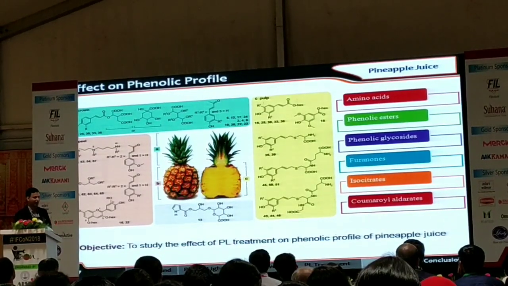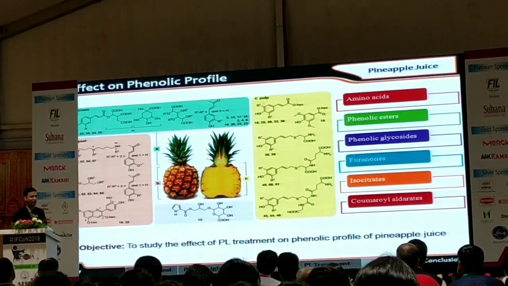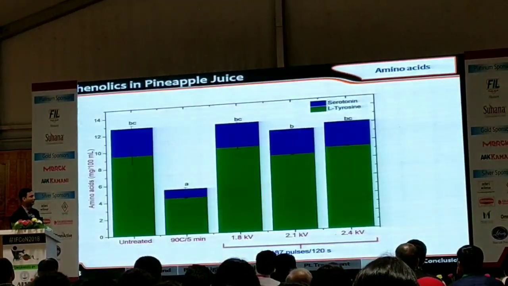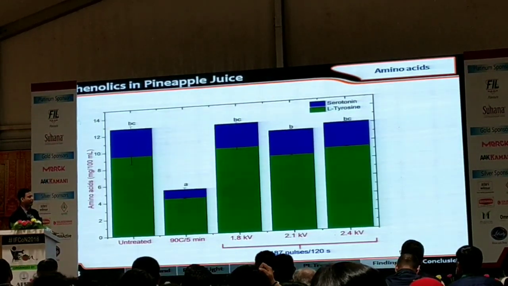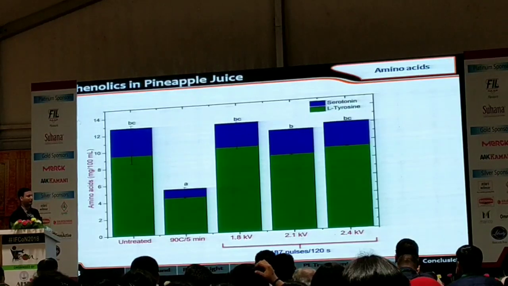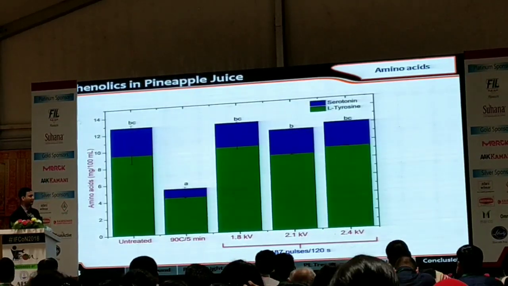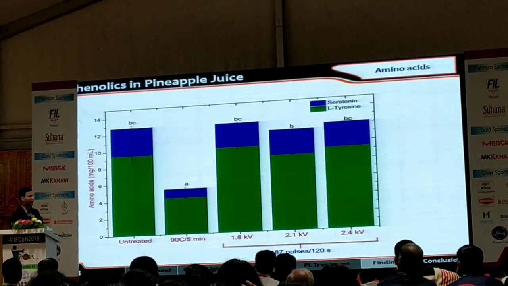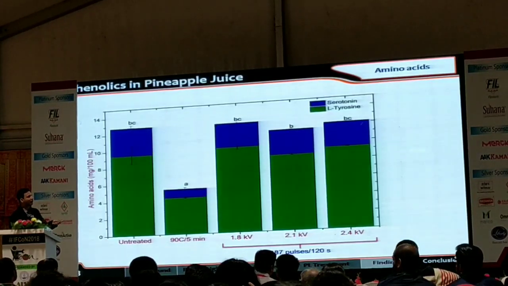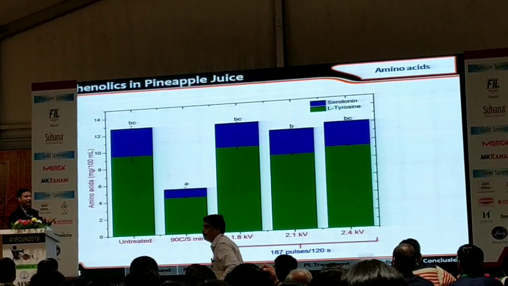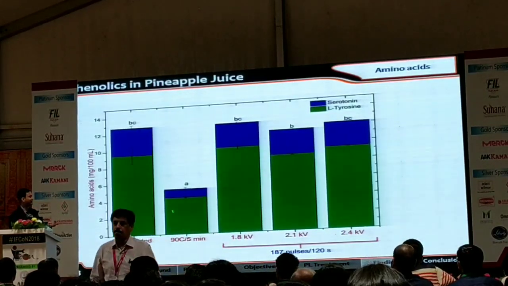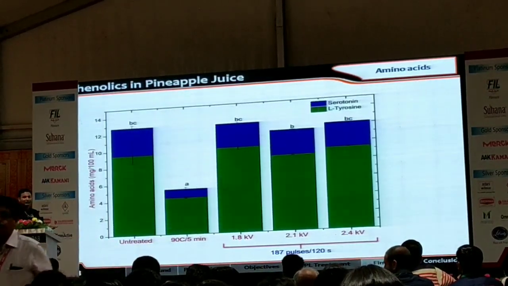So we have just tried what are the changes in the phytochemical profile in the samples, and you can see that for all of this, the pulsed light treatment at 1.8, 2.1, 2.4 kilovolts, having the same intensity of 187 pulses and 120 seconds, all those are almost retaining the same as the control one. And the thermal treated one is less.